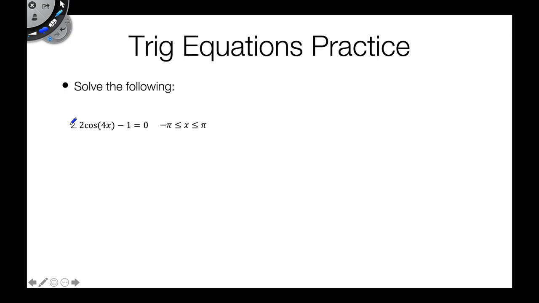All right, one more example here. In this one, there is one little nuance I want you to pay attention to, and that is that instead of just an x here, we have a 4x here. So here's what I'm going to do to deal with that. I'm just going to make a substitution, u equals 4x. Given this, I can also rewrite my domain in terms of u. So where x went from negative pi to pi, u will go from negative 4 pi to 4 pi.